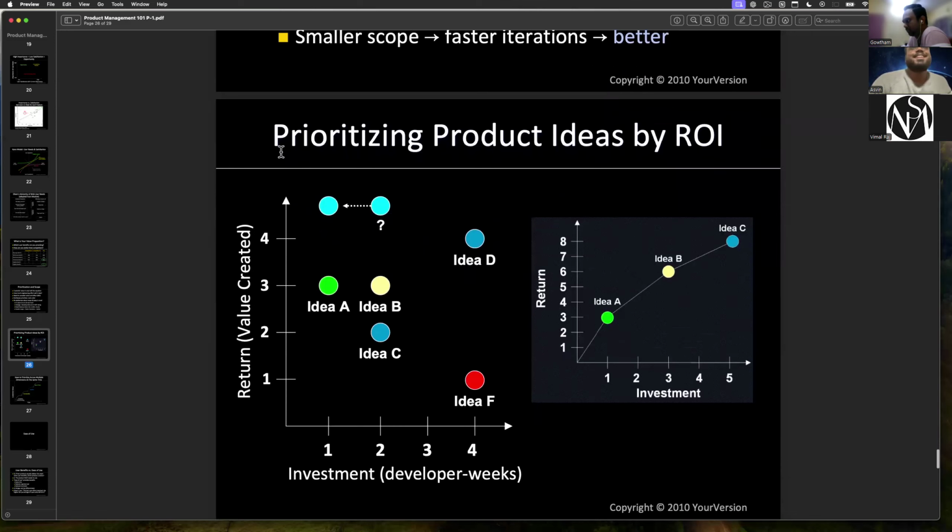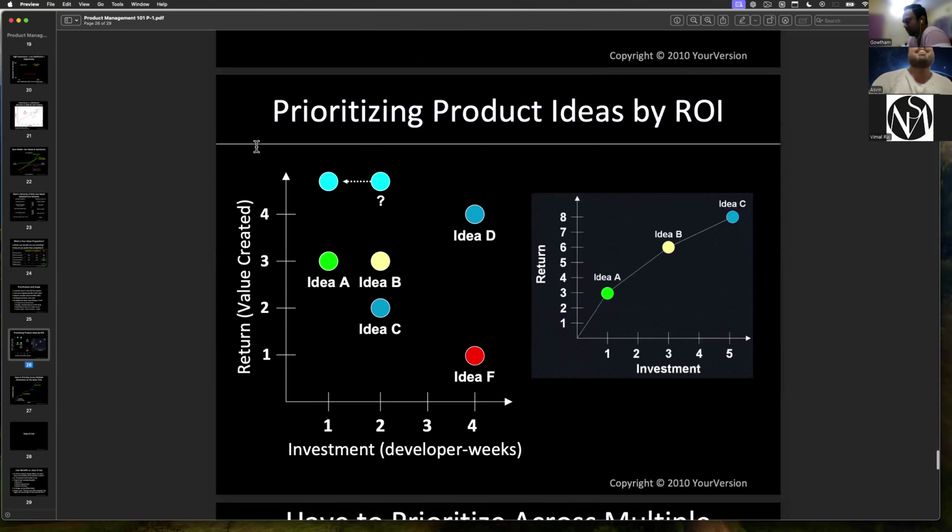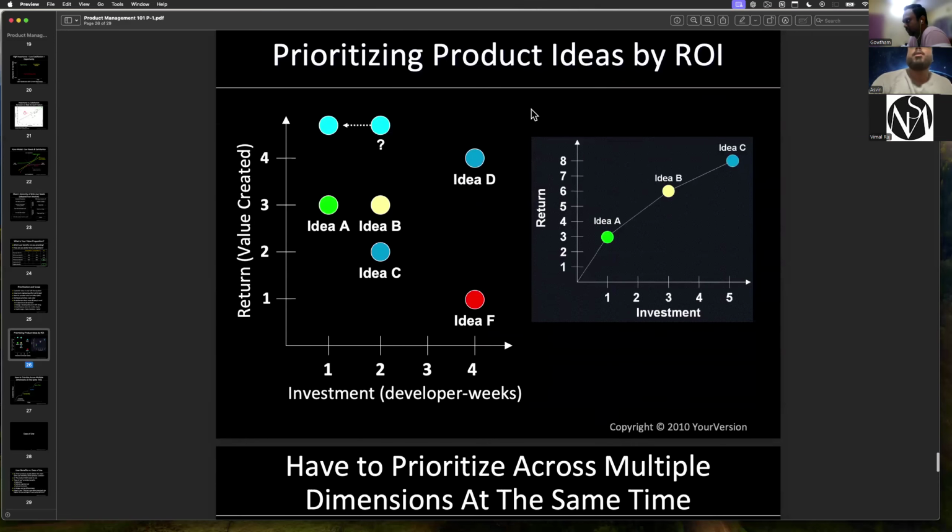Okay. Prioritizing product ideas by ROI. Yeah, this is another way. So again, what are the frameworks we saw above? Those are all related to customer value. This is based on a different dimension, which is business needs, and how effective it is for us to build it, something like that. So that comes to ROI.